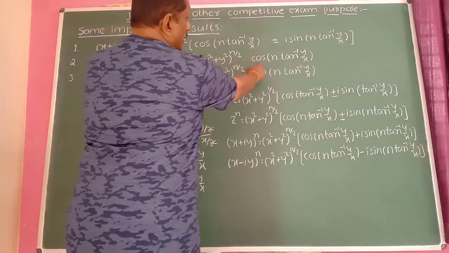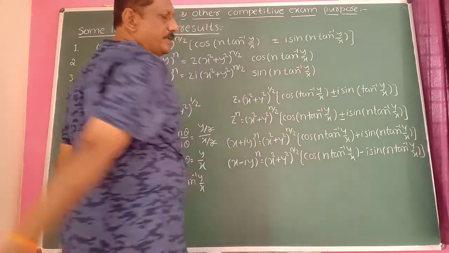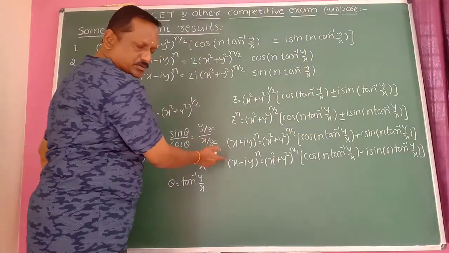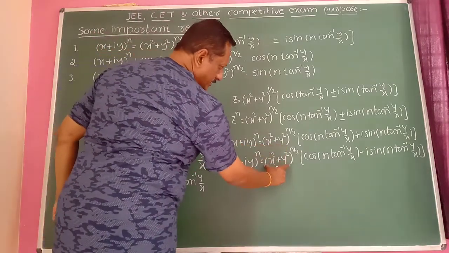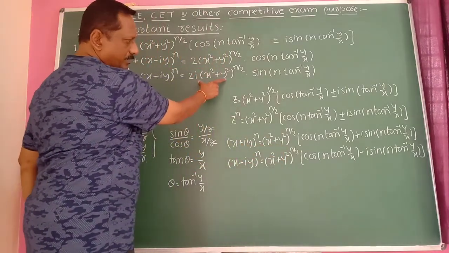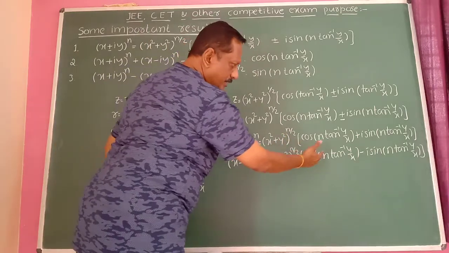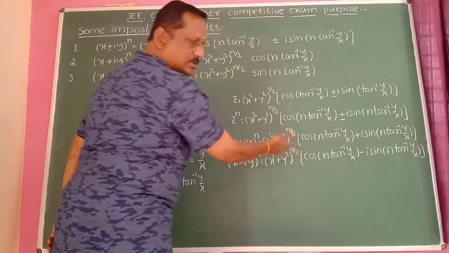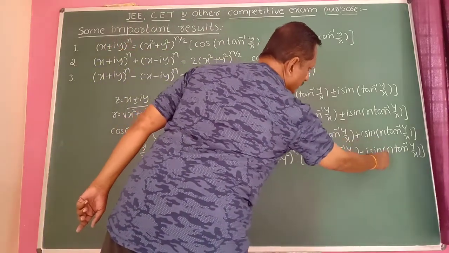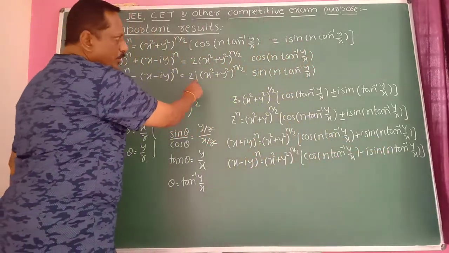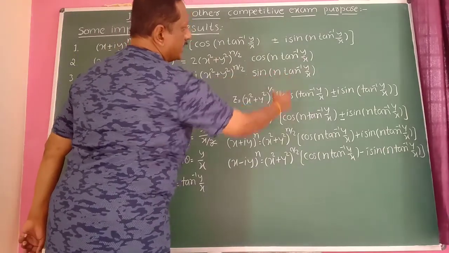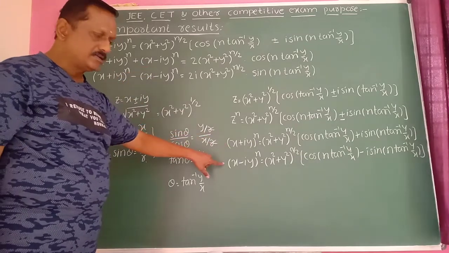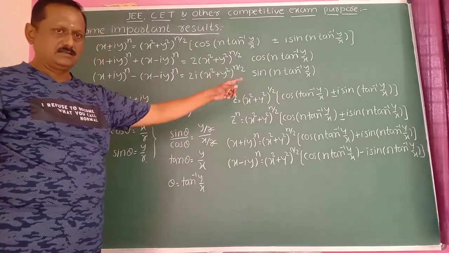So 2 into cos n of tan inverse y by x here. And if it is a minus, subtraction means subtract these two. Again this is a common factor here. Then this term minus this term: this becomes negative and this becomes positive. In that case, the cos term cancels. Then the sum of these two becomes 2i sin n tan inverse of y by x. So the sum of these two gives this result, and the subtraction of these two gives this result here.